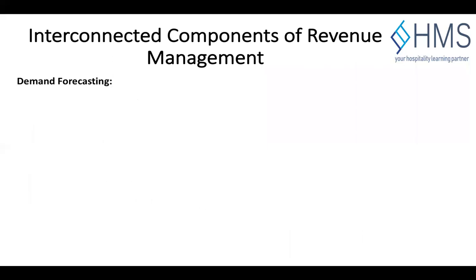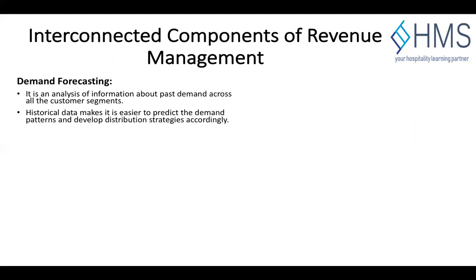Now, further moving on, let's understand what demand forecasting is, because we have to understand the demand trends, because demand ultimately directly affects the occupancy levels of hotels. So, demand forecasting is nothing but an analysis of information about past demand across all the customer segments that we have discussed in the previous slide under market segmentation, followed by historical data that makes it easier to predict the demand patterns and develop and optimize distribution strategies accordingly.